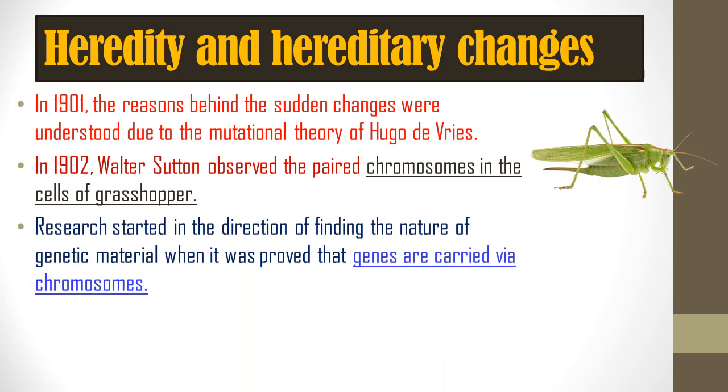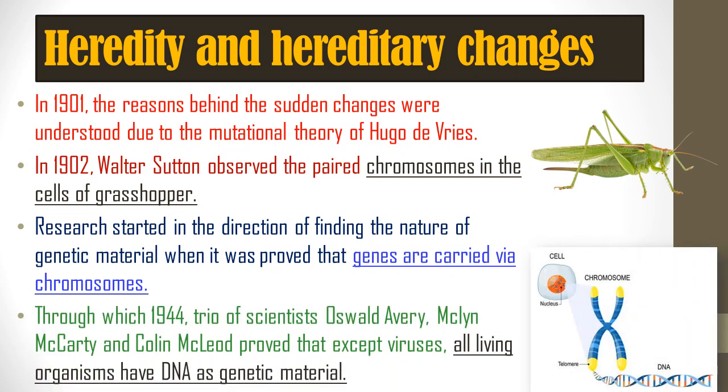And research started in the direction of finding the nature of genetic material when it was proved that genes are carried via chromosomes. So we have seen that in chromosomes the genetic material, that is DNA, is present, and a main part or segment of a DNA is called a gene, which is responsible for heredity. And in 1944, a trio of scientists, Oswald Avery, Colin MacLeod and Maclyn McCarty, proved that except viruses, all living organisms have DNA as genetic material. That means viruses do not have DNA as a genetic material, but except these, all living organisms have DNA as their genetic material, which is responsible for heredity.